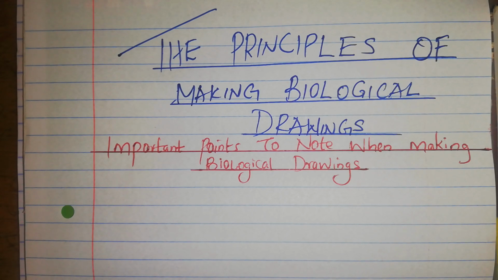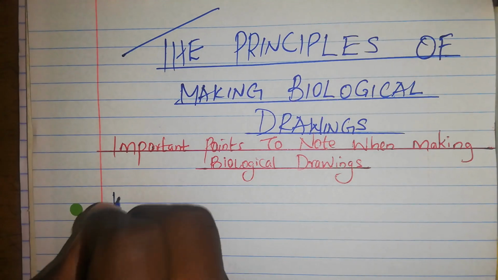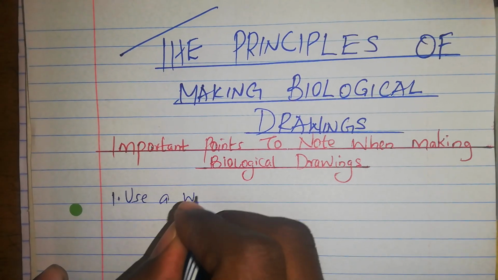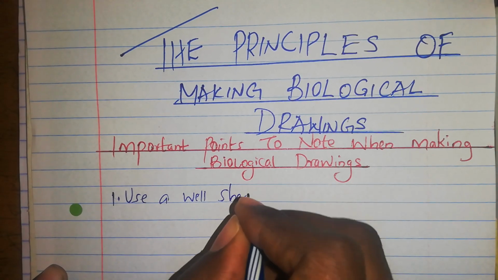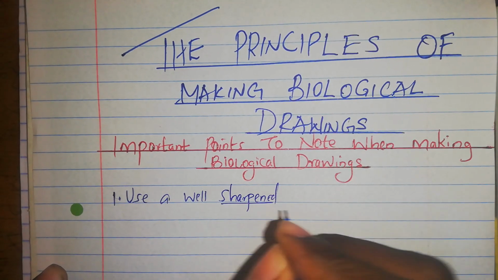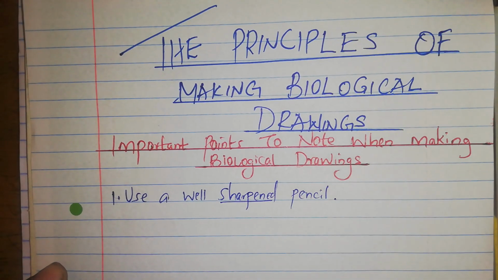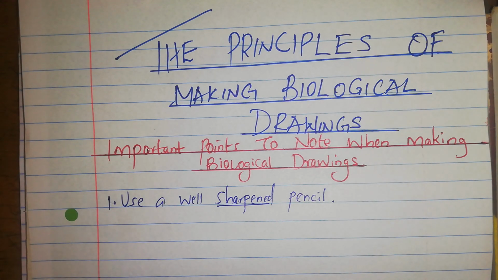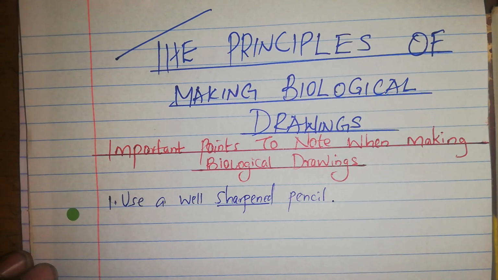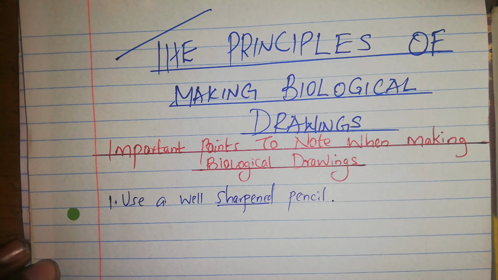Point number 1, look at the red wording. Important points to note when making biological drawings. 1, use a well-sharpened pencil. Write with me. Point 1, use a well-sharpened pencil. Some learners will use ink. It is not allowed. Just use a well-sharpened pencil when you are making a drawing.